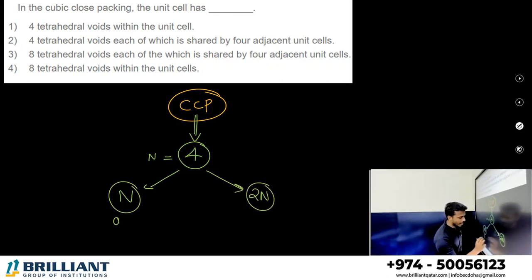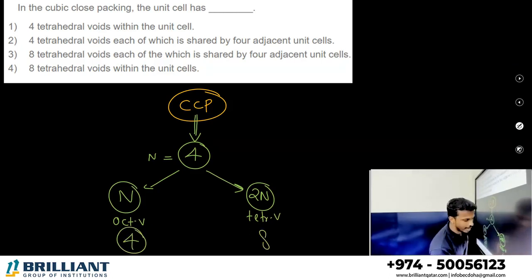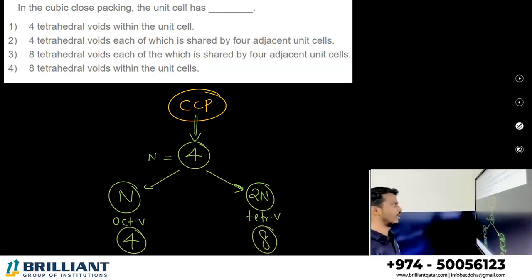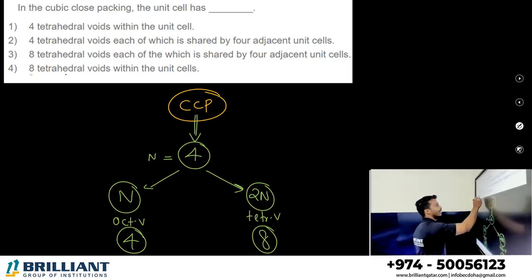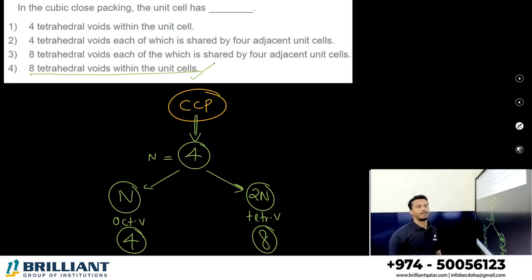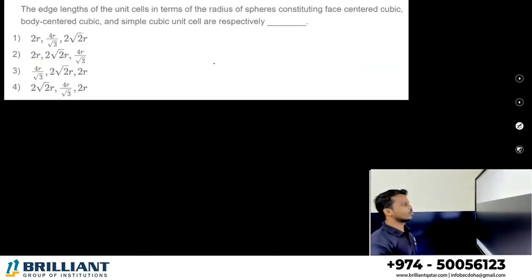There will be n, the same number, of octahedral voids, and double the number of tetrahedral voids in the unit cell. So n equal to 4, so there will be 4 octahedral voids and 8 tetrahedral voids in the unit cell. What is the answer? 8 tetrahedral voids within the unit cell. Option D is the correct answer. Other options, you can check later. Next question, all of you.